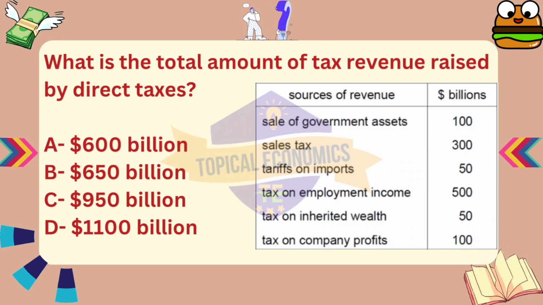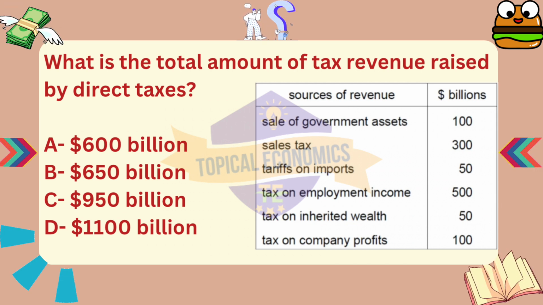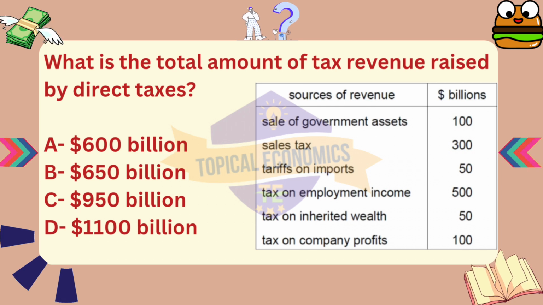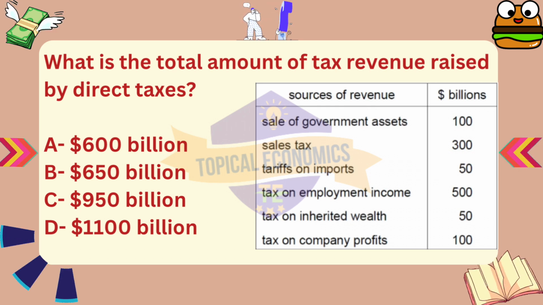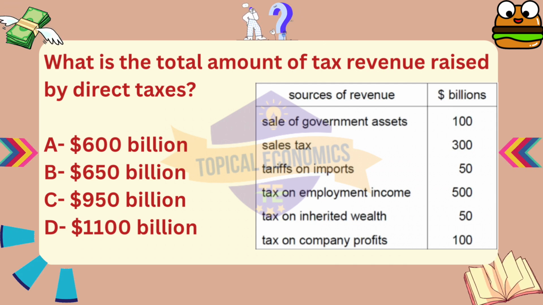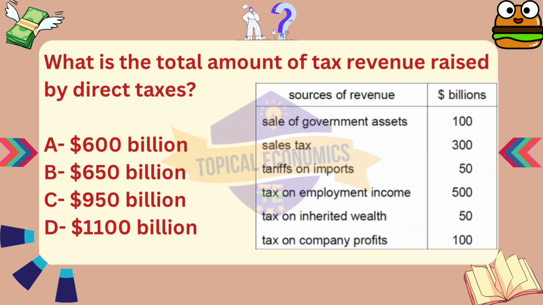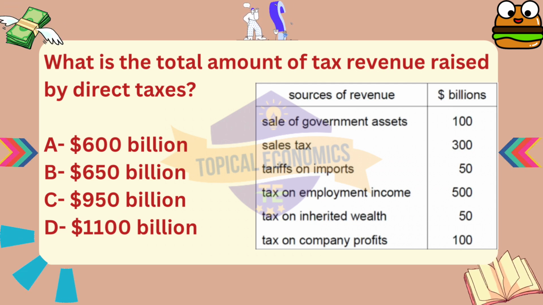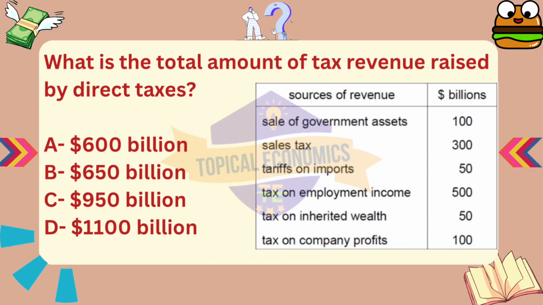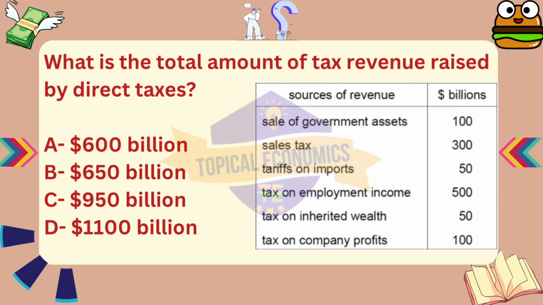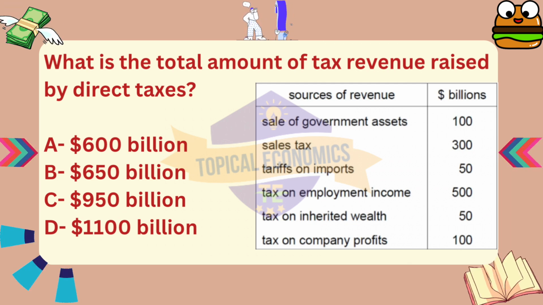To calculate the total amount of tax revenue raised by direct taxes, we need to focus on the taxes that are directly levied on individuals and businesses, which typically include tax on employment income, income tax, tax on inherited wealth, inheritance tax, and tax on company profits, corporate tax. Tax on employment income equals 500. Tax on inherited wealth equals 50. Tax on company profits equals 100. Thus, the total amount of tax revenue raised by direct taxes is $650 billion.